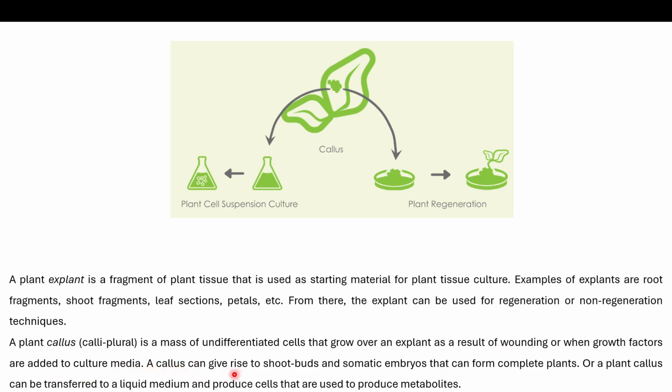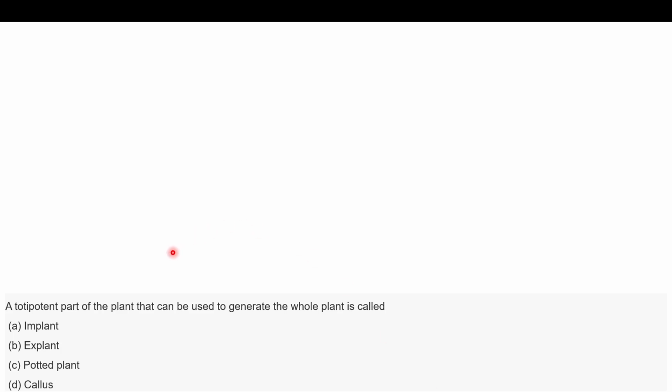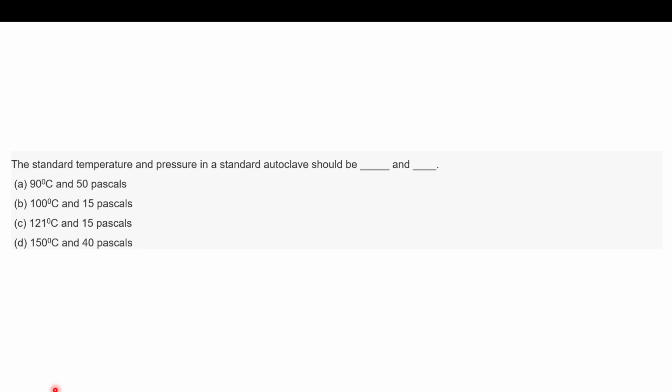Okay, a callus can give rise to shoot buds and somatic embryos that can form complete plants, or a plant callus can be transferred to a liquid medium and produce cells that are used to produce metabolites. So, if we were to answer the question, a totipotent part of the plant that can be used to generate the whole plant is called an explant. Callus develops when there is some kind of injury to the cell or to the plant part, and it develops on an explant mostly.